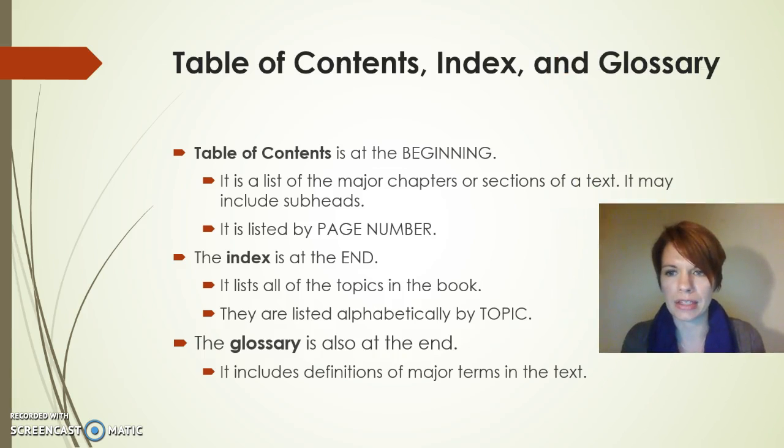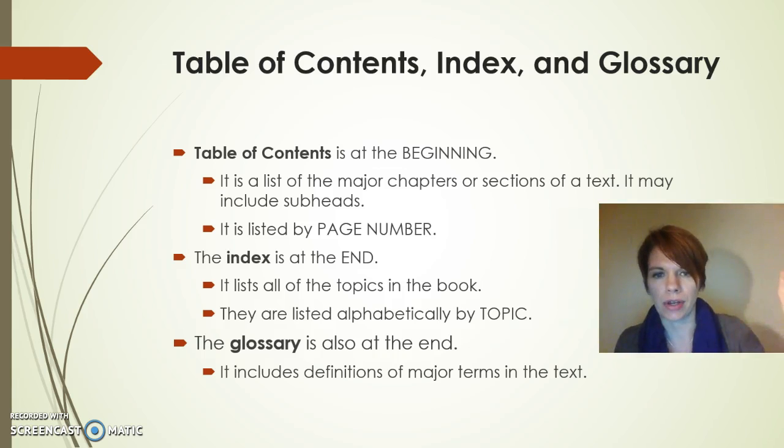All right, we're going to start with three of the most common, and these three get mixed up a lot. Those are table of contents, index, and glossary, and those three are in most textbooks. Table of contents is at the beginning. It is a list of major chapters or sections of a text. It may include subheads. It is listed by page number. So when you open the book and you want to see, hey, where's the chapter on animal cells, right? You'll see that, and then you can go to that page number.